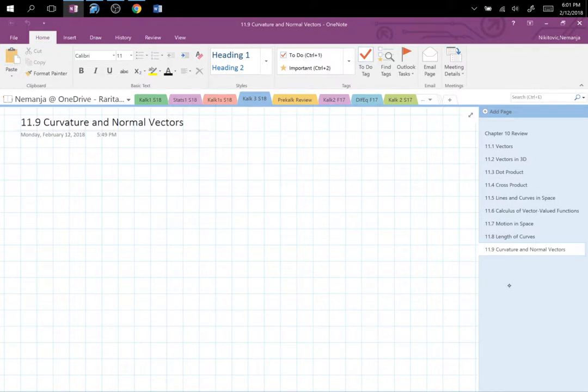Alright, section 11.9, curvature and normal vectors. It's the end of the chapter, right? So you can think about the exam, I guess, if you want to.